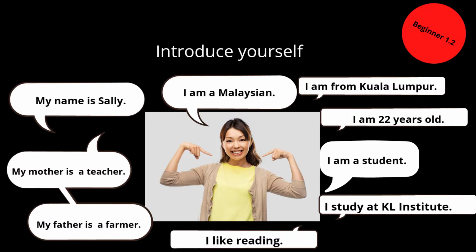I am 22 years old. I'm a student. I study at KL Institute. I like reading. My father is a farmer. My mother is a teacher. Okay, so these are the types of information that you can say about yourself when you introduce yourself, and these are sample sentences. If you need to take notes, pause the video and take notes.